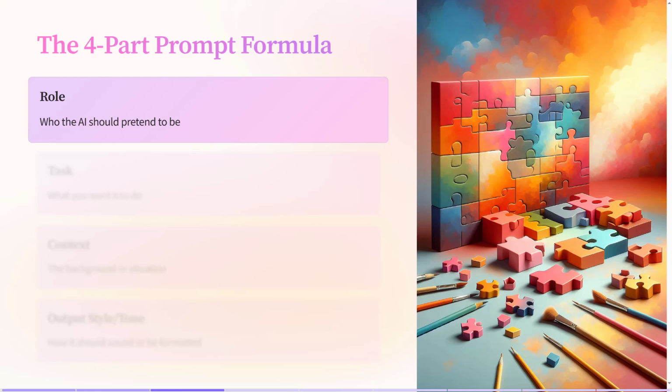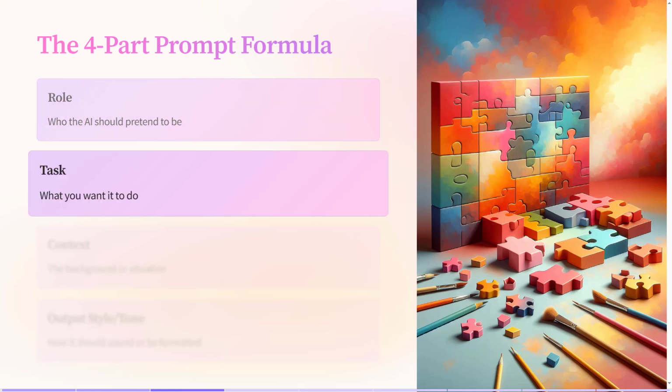Do you want it to act as an accountant? Do you want it to act as a solicitor? Do you want it to act as a consultant? What level as well? Is it a partner in this accounting firm? Is it a junior in this accounting firm? You need to tell it who it is pretending to be so that it can produce a response that that person would give. You then need to set the task.